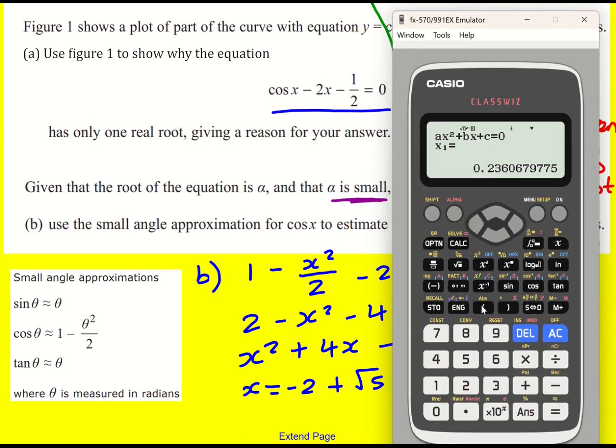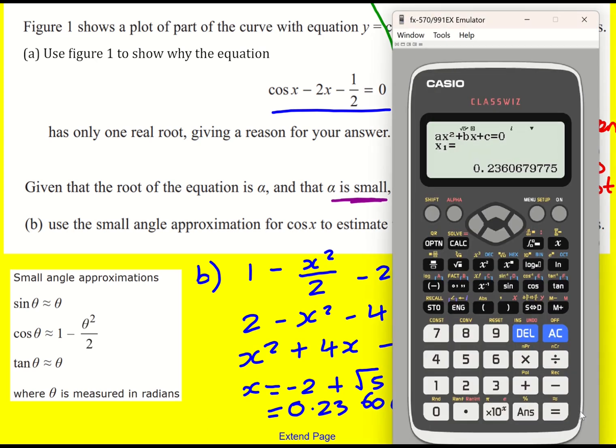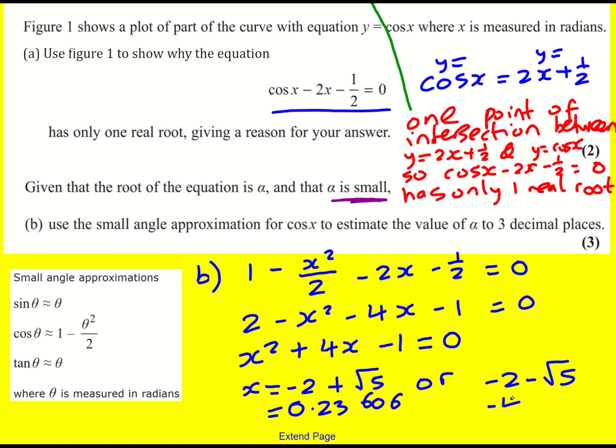Okay, and then that gives us 0.23606, or another solution, minus 4.236. Okay, reject, since this is not small, but the other one is pretty small. It's small enough for our approximation, and therefore finally I'm going to say that alpha is equal to 0.236.